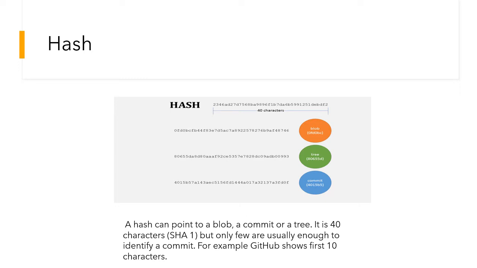A hash can point to a blob, a commit, or a tree. It is 40 characters, but only a few are usually enough to identify a commit. For example, GitHub shows the first 10 characters. Git uses hashes in two important ways. When you commit a file into your repository, Git calculates and remembers the hash of the contents of the file. When you later retrieve the file, Git can verify that the hash of the data being retrieved exactly matches the hash that was computed when it was stored. In this fashion, the hash serves as an integrity checksum, ensuring that the data has not been corrupted or altered. Git also uses hash digits as database keys for looking up files and data.